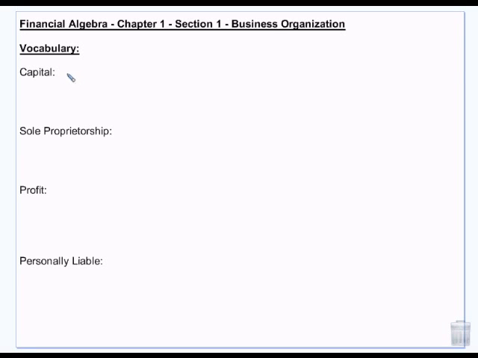Vocabulary. Capital is the money used to start or expand a business. Okay, so capital is the money used to start or expand a business, and it ends up being an expense of the business. Expenses are money that you spend.